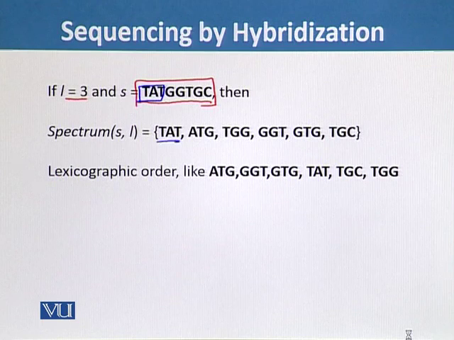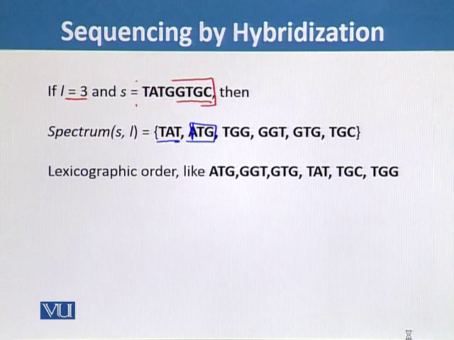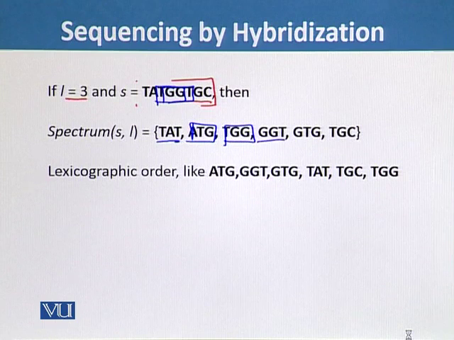that is TAT. Then we will move 1 alphabet to the right, and instead of starting from T, we will start from A, that is ATG. And then we will start from the 3rd nucleotide, that is T, and we will say this is TGG, and so on. We can get GTT, and we will reach up to TGC. So this is the spectrum S_L we will obtain from this superstring.